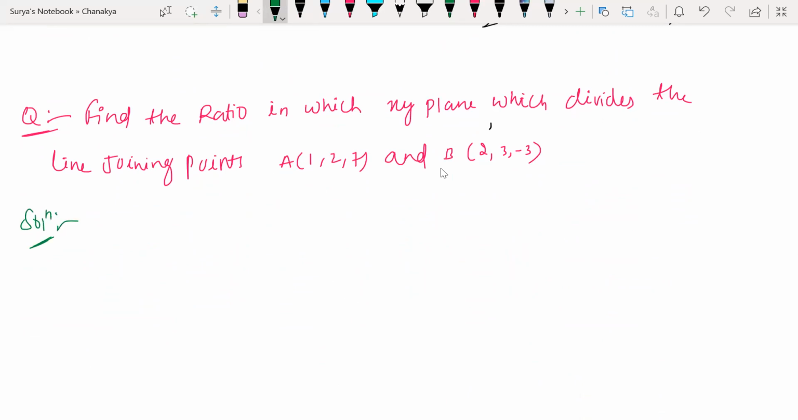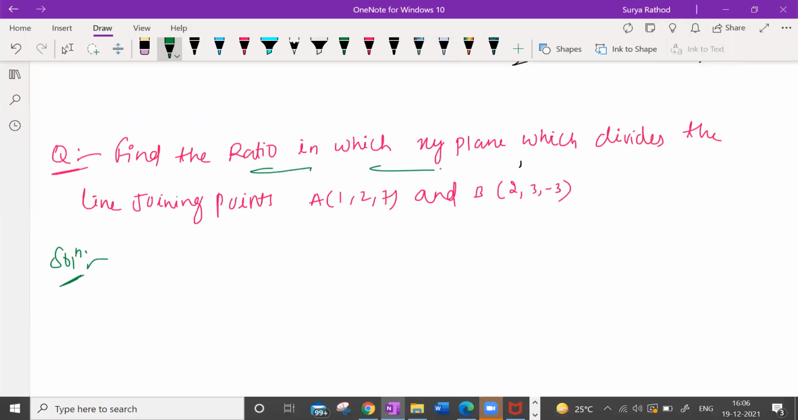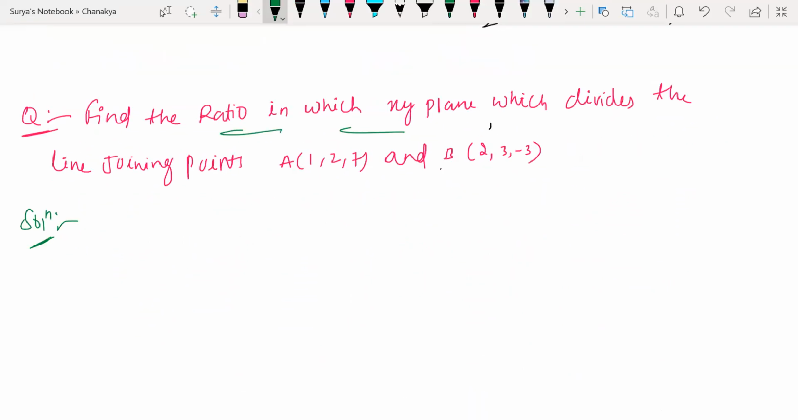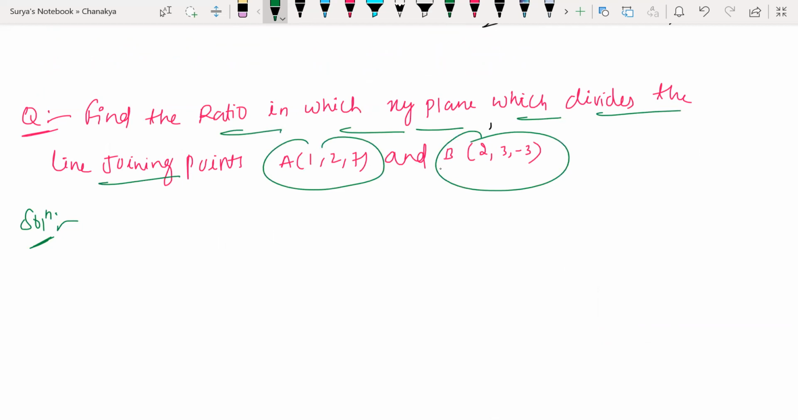Look at the question. Now find the ratio in which the XY plane divides the line joining points, this and this. Look at this here. He has given two points, A and B. He's asking us to find the ratio in which that particular XY plane divides.